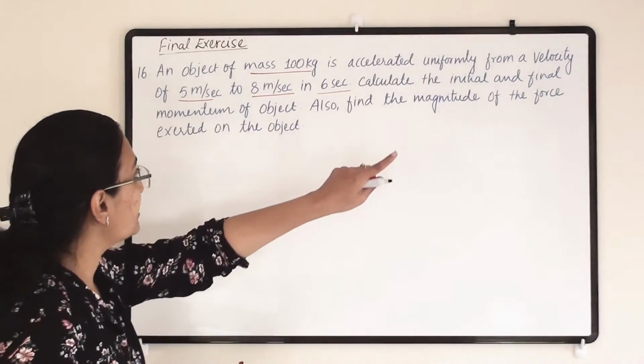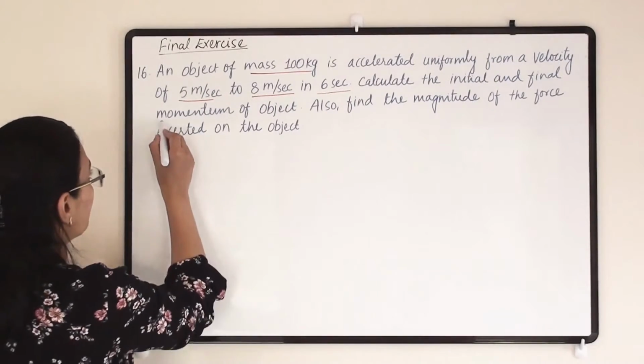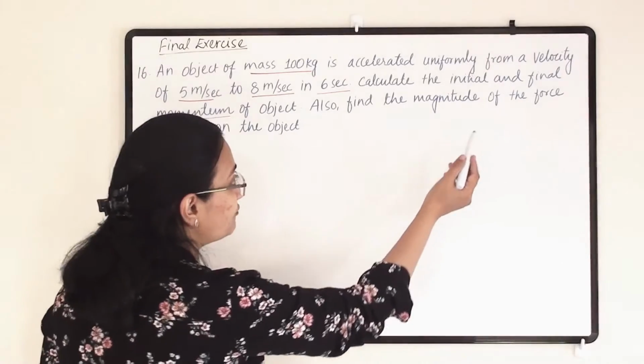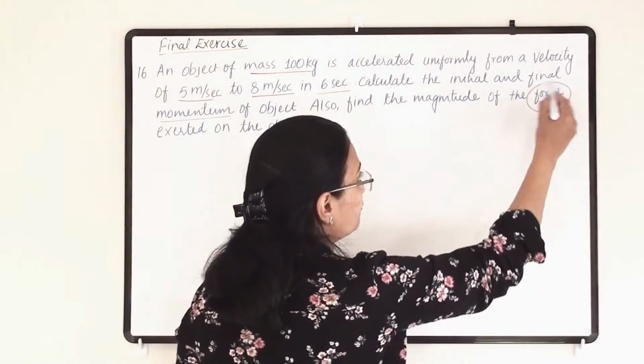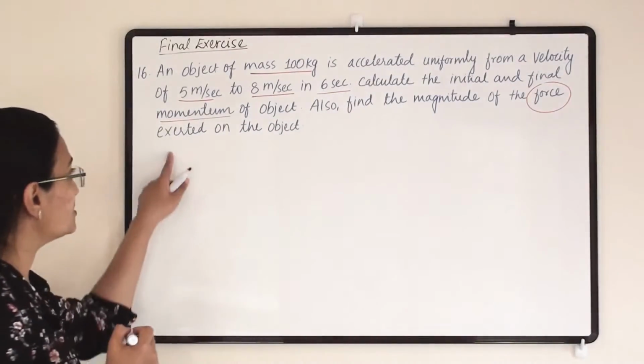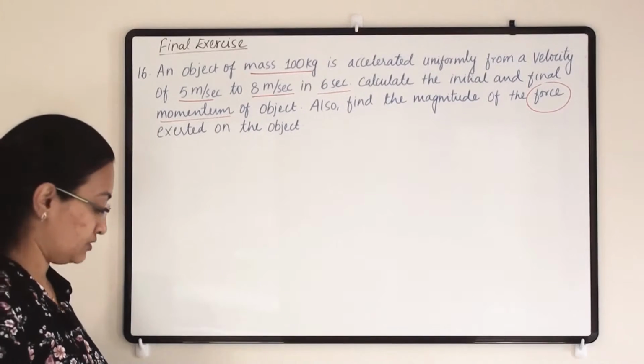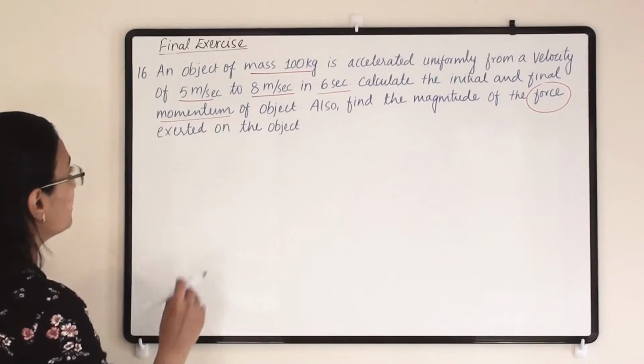Calculate the initial and final momentum. We have to find out momentum. Also find the magnitude of force. So we have to find out the force also from this situation, which is exerted on the object. So let us note down all the details given to us.